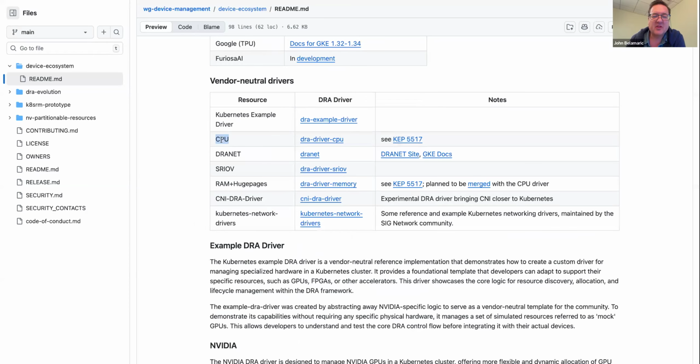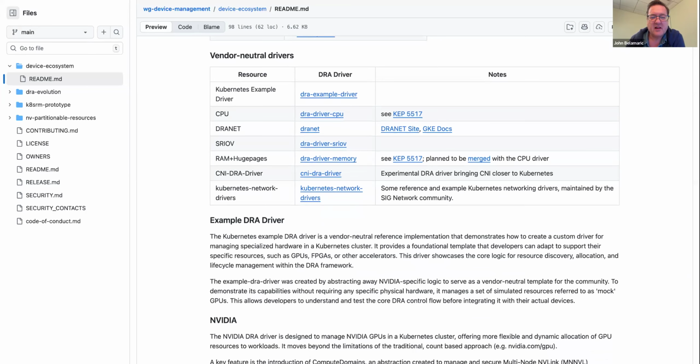To me, it makes sense for CPU and memory, but all the others probably live on their own because they're things over the PCI bus, for the most part. Okay, that makes sense. I mean, the CNI one is also another layer. Yeah.